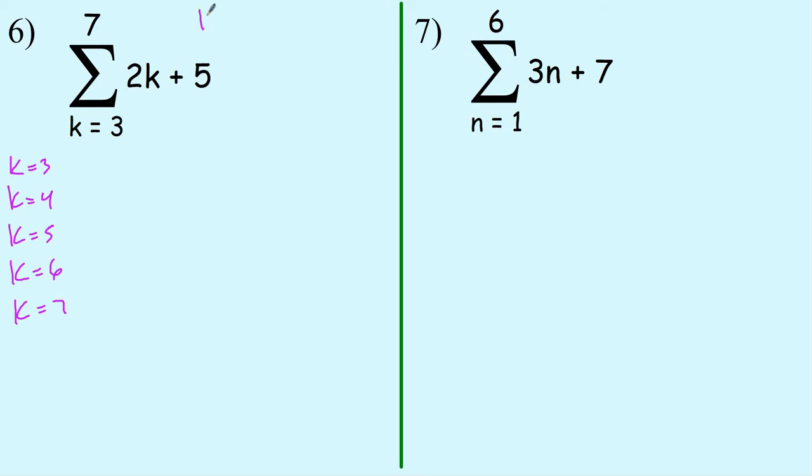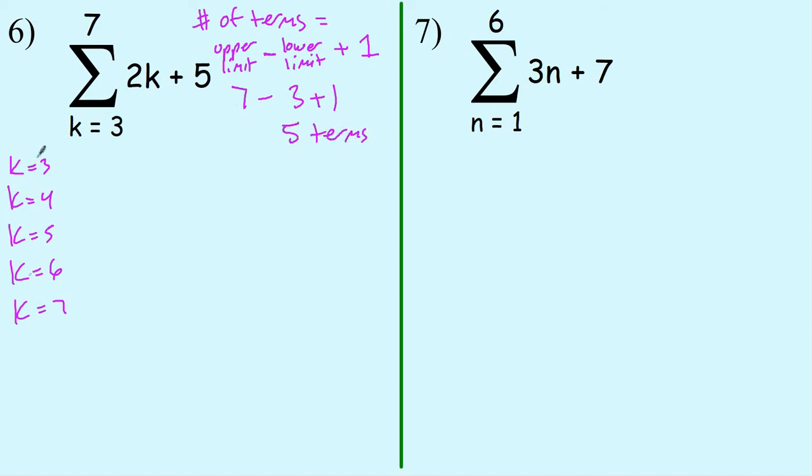So when you want to find the number of terms, you want to take the upper limit, subtract the lower limit, and add 1. Okay, so take the upper limit, subtract it. I don't like how I wrote that. Hold on. There we go. That's much better. Upper limit minus the lower limit plus 1. That's how many terms there are. So here it would be 7 minus 3 plus 1. So notice that would be 5 terms, and that's what I have here.